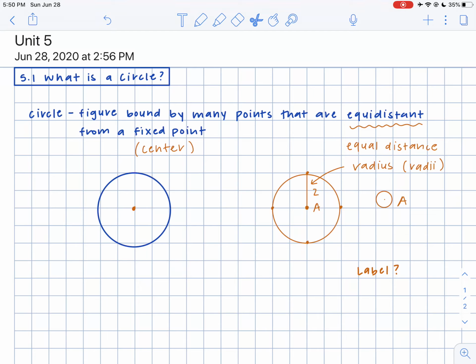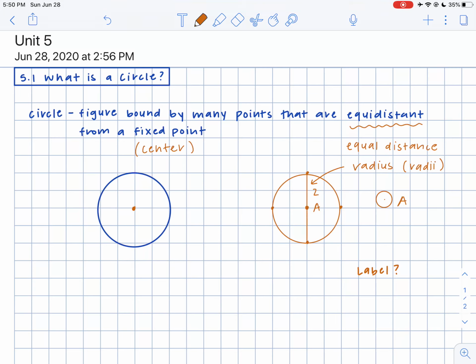Okay, so we talked about the characteristics of a circle. It's made up by all these points that are equidistant from the center, and the distance from the center to a point on the circle is called the radius. Okay, it could be any of the points on the circle to the center. That distance is the radius, whether it be here, here, here, here. These are all the radii.